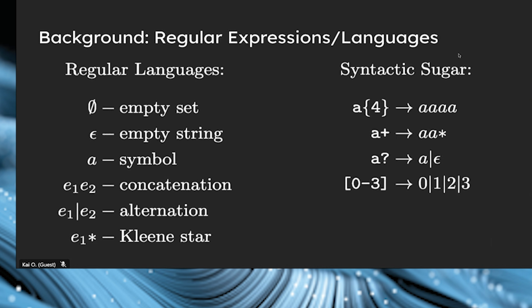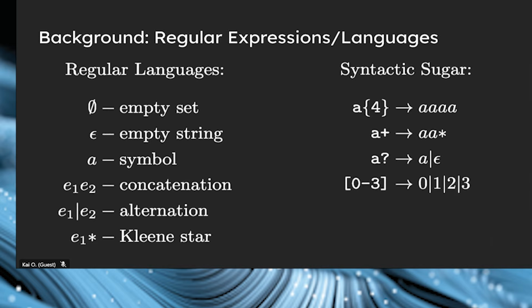What is a regular expression or a regular language? Formally, a regular language has all these options. You have the empty set, the empty string, a single symbol, and then you have concatenation of two regular languages, alternation of two regular languages, or a Kleene star, which means zero or more repetitions of a regular language. And if you've taken a computer science class, you might have seen that.